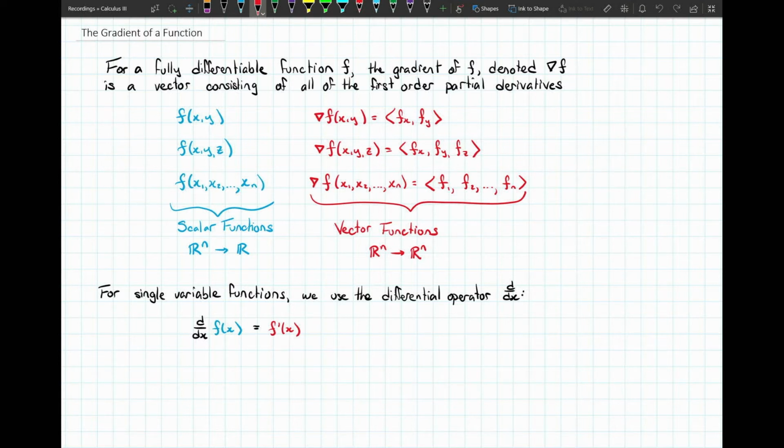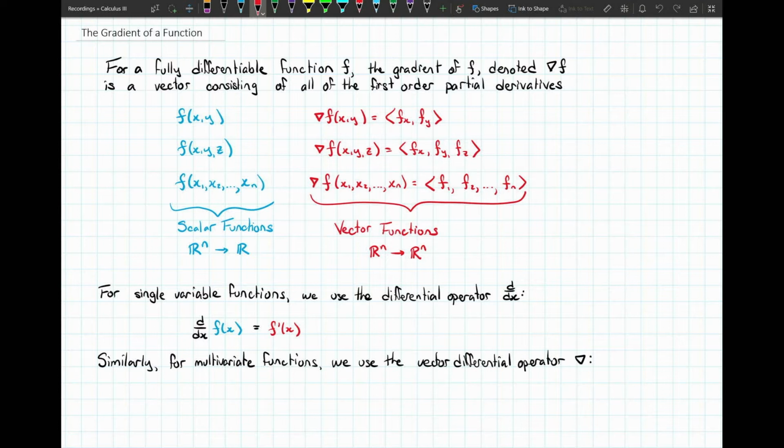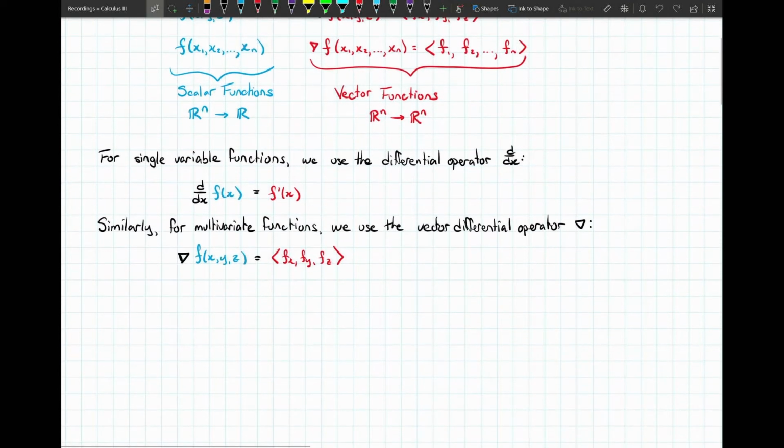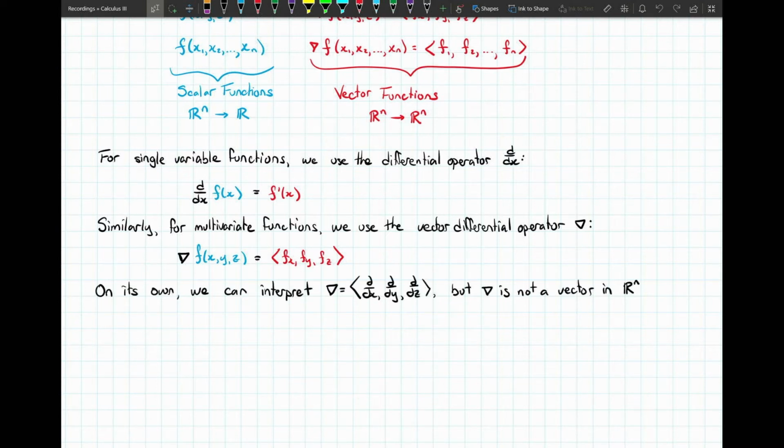Now, for multivariate functions, we have something very similar. In this case, we have the vector differential operator, which is nabla. And when we apply that to a function of, let's say, three variables, f of x comma y comma z, then the result of applying that operator is a vector consisting of the partial derivatives. And on its own, that nabla is kind of acting like three partial derivative operators. We can almost imagine that nabla is like a vector that consists of del by del x, del by del y, and del by del z.